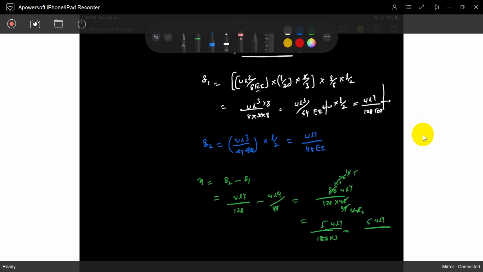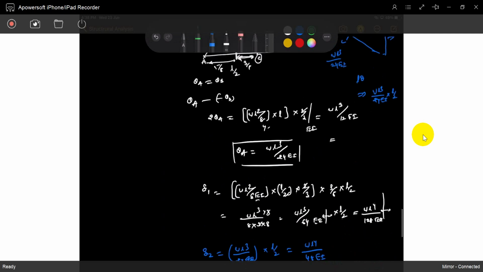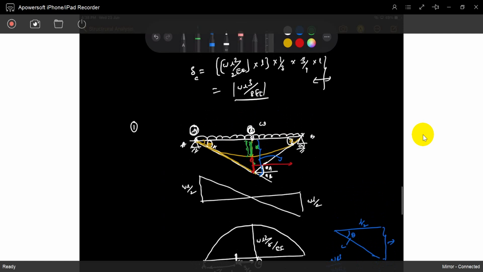So 384, 384 EI. That's it, na? That's it. 5 WL power 4 by 384 EI. So that's it. Okay. That is the procedure of the area moment method.